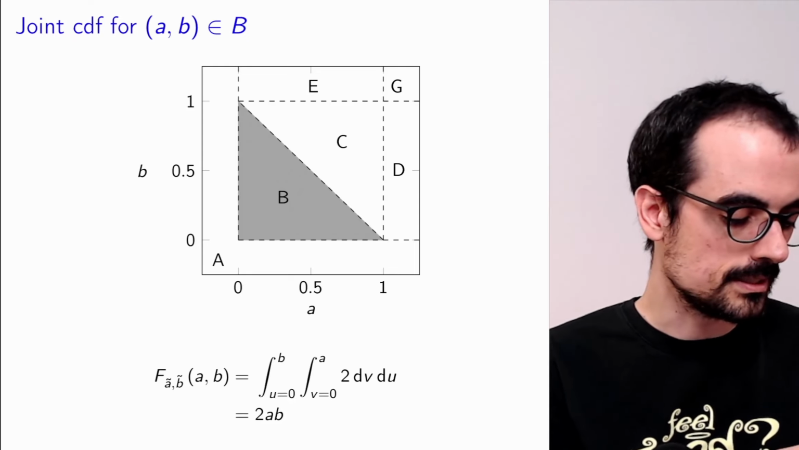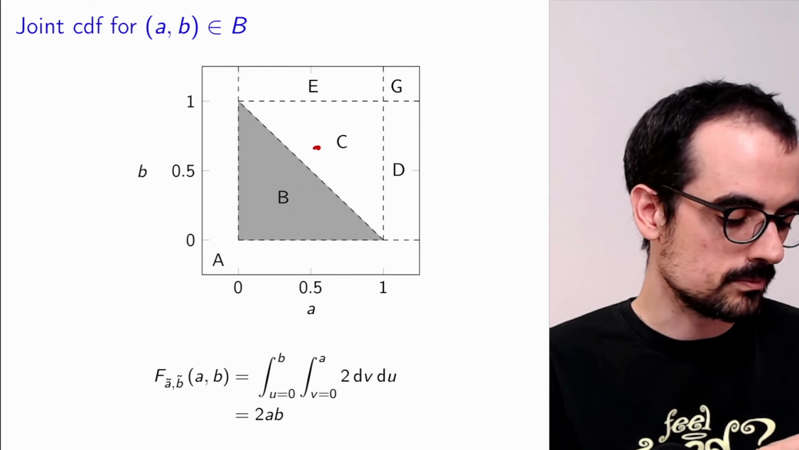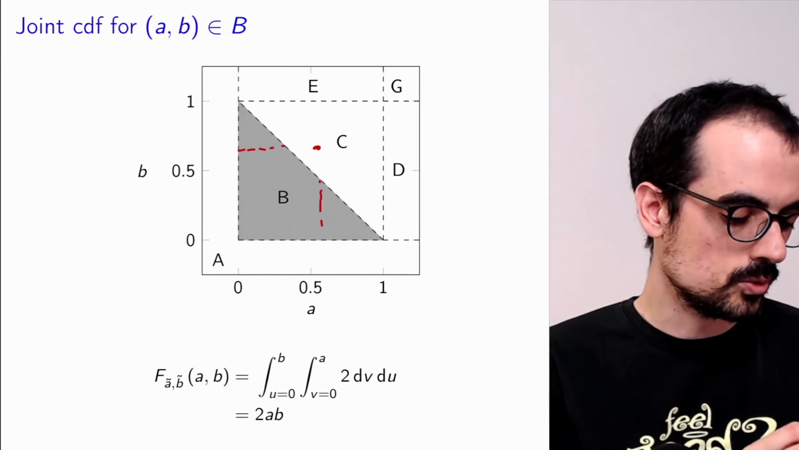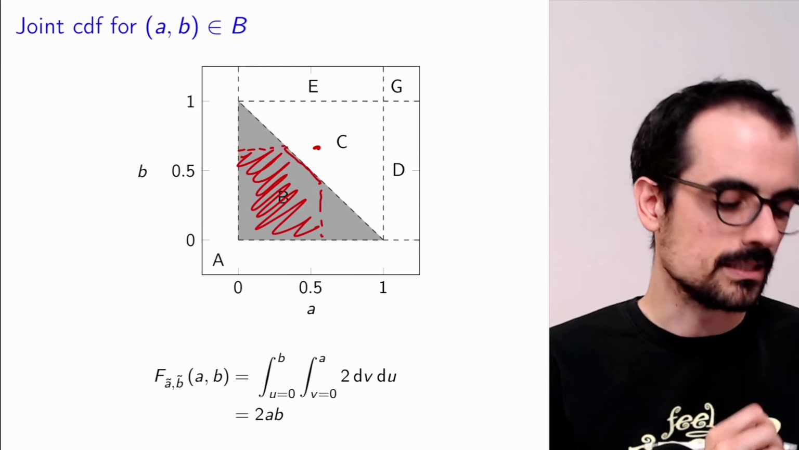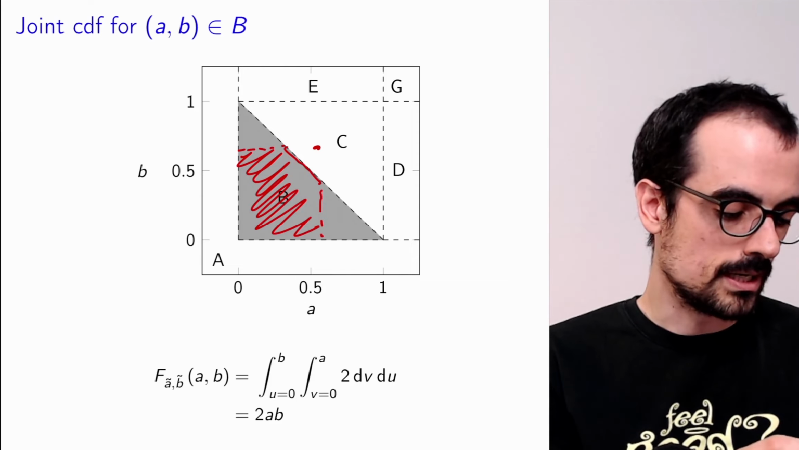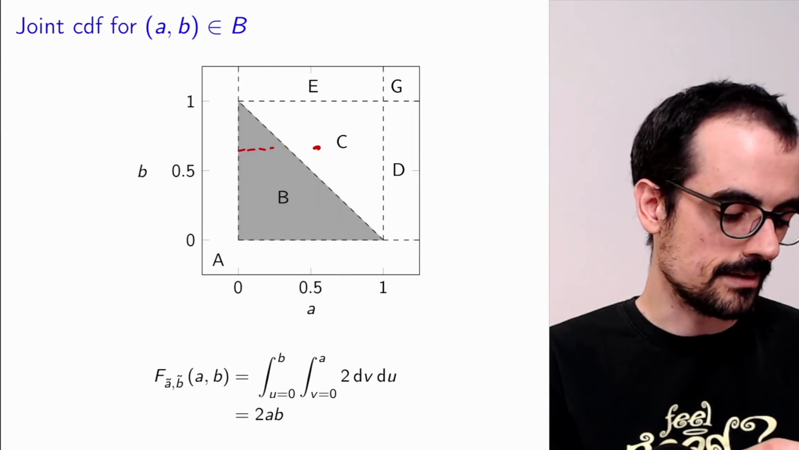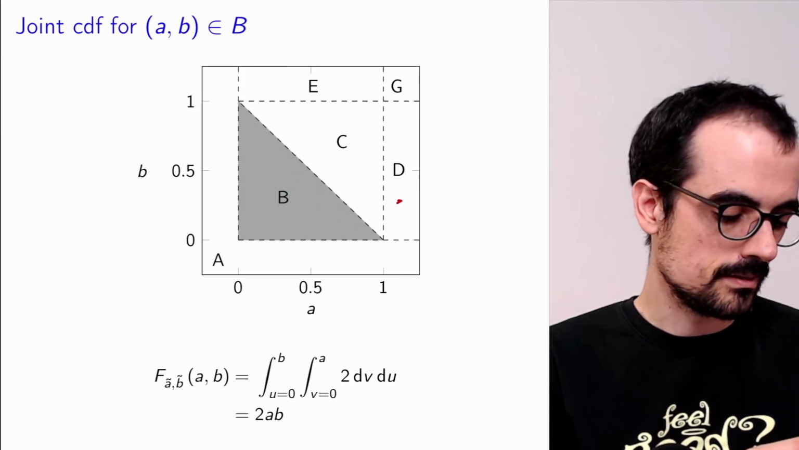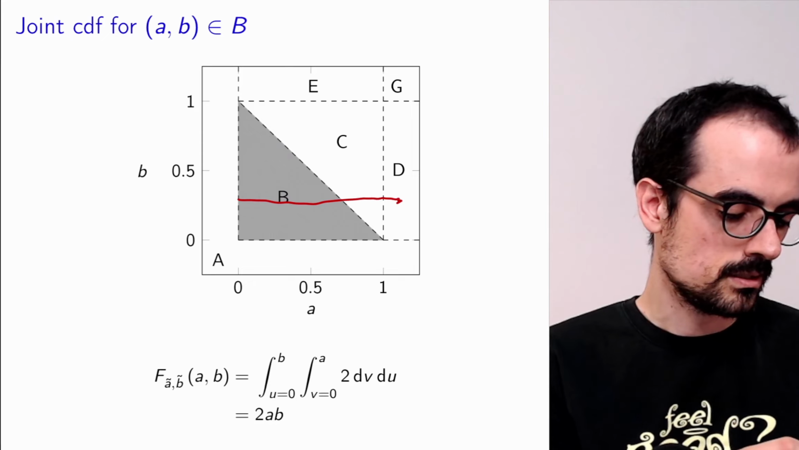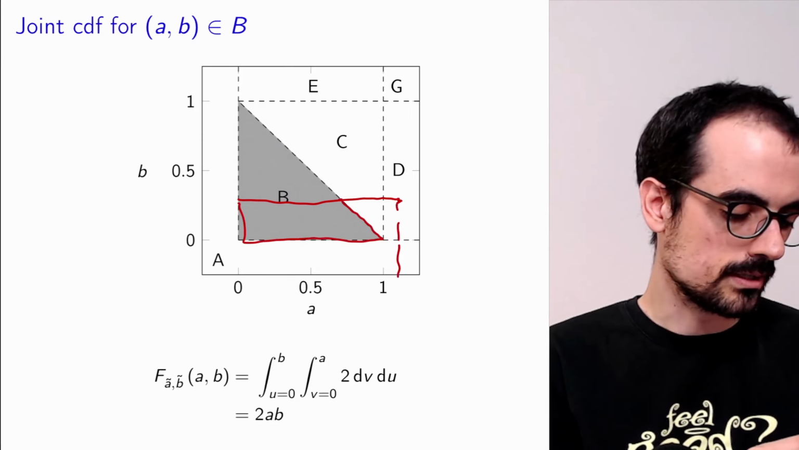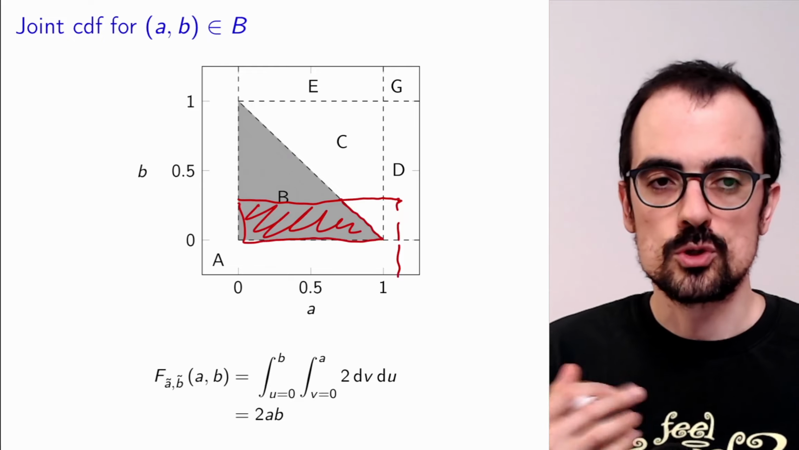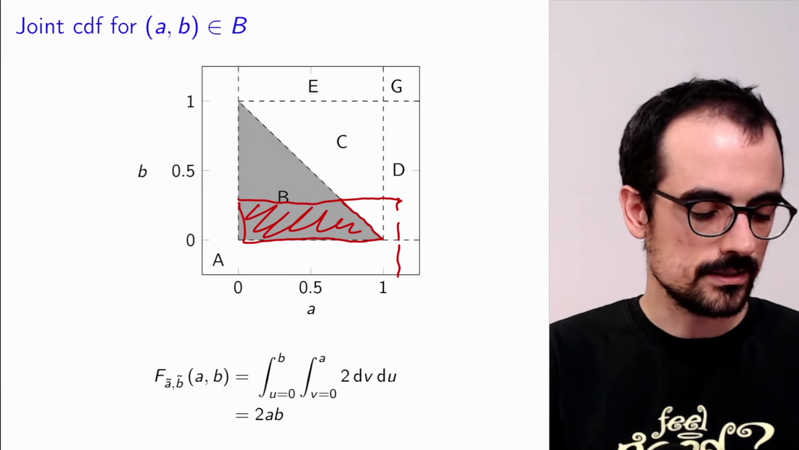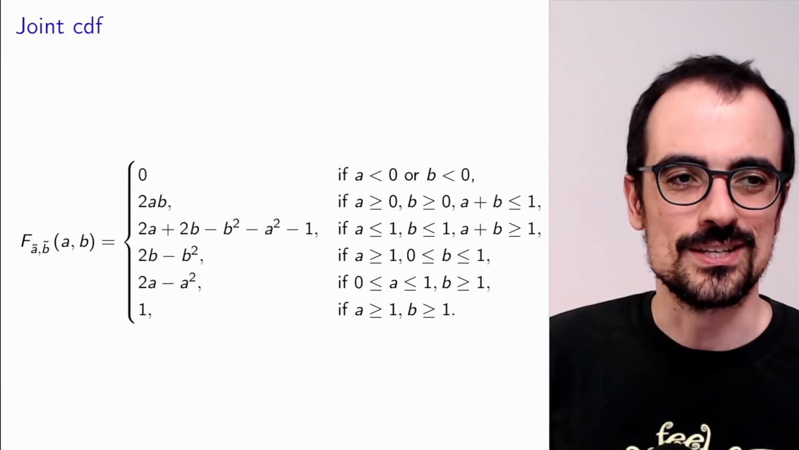If I wanted the CDF here, then it gets a little bit more complicated, right? I have to compute this area and multiply it by 2. If I want the joint CDF here, then basically it's this area here, and so on and so forth. If you compute all of these areas and you multiply them by 2, you get this joint CDF.